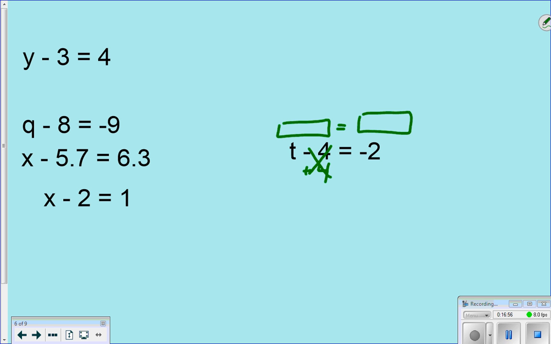What do I have to do to the other side? I have to keep my balance in balance. Right now it's not. I got to add 4 to my other side. So I have t equals, I have -2 plus 4, be 2.